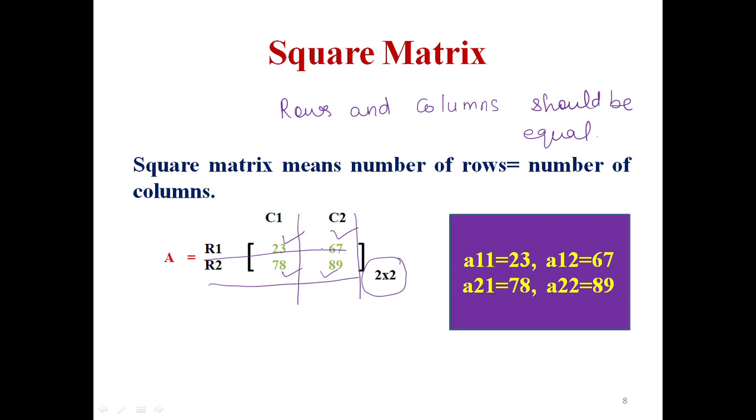And if anyone asks you what's the value of row second and column second, then you can say that is 89, because A11's value is 23, A12's value is 67, A21's value is 78, A22's value is 89.